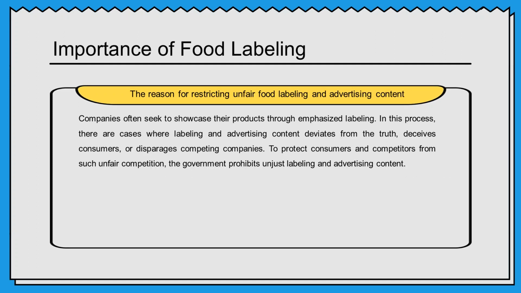Companies frequently use emphasized labeling on their products to expand sales. However, in this process, there are cases where information deviates from the truth, deceives consumers, or disparages competing companies. Therefore, the government prohibits unfair labeling and advertising content to protect consumers and competing companies from such unfair competition.